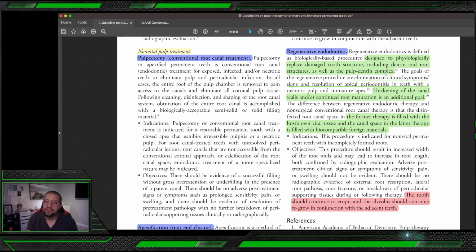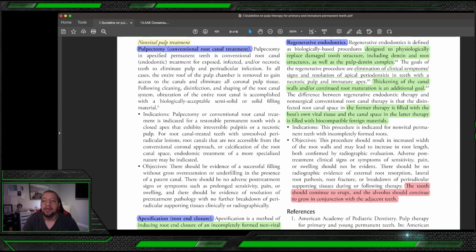So in regenerative endodontic treatment, we are aiming to regenerate the soft tissue inside the canal. If we manage to do this, if by any means we can do this, we anticipate a thickening of the canal and continued root maturation, but this is an additional goal. It's not a primary goal here. The primary goal here is the resolution of apical periodontitis in necrotic pulp and immature apex.